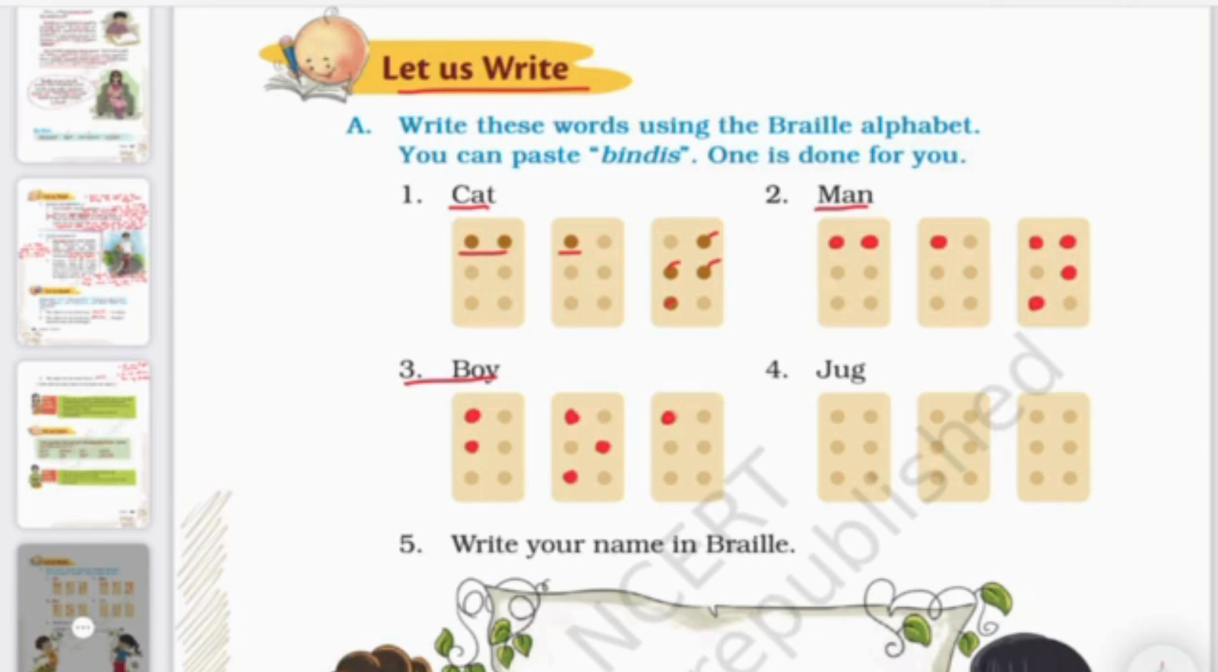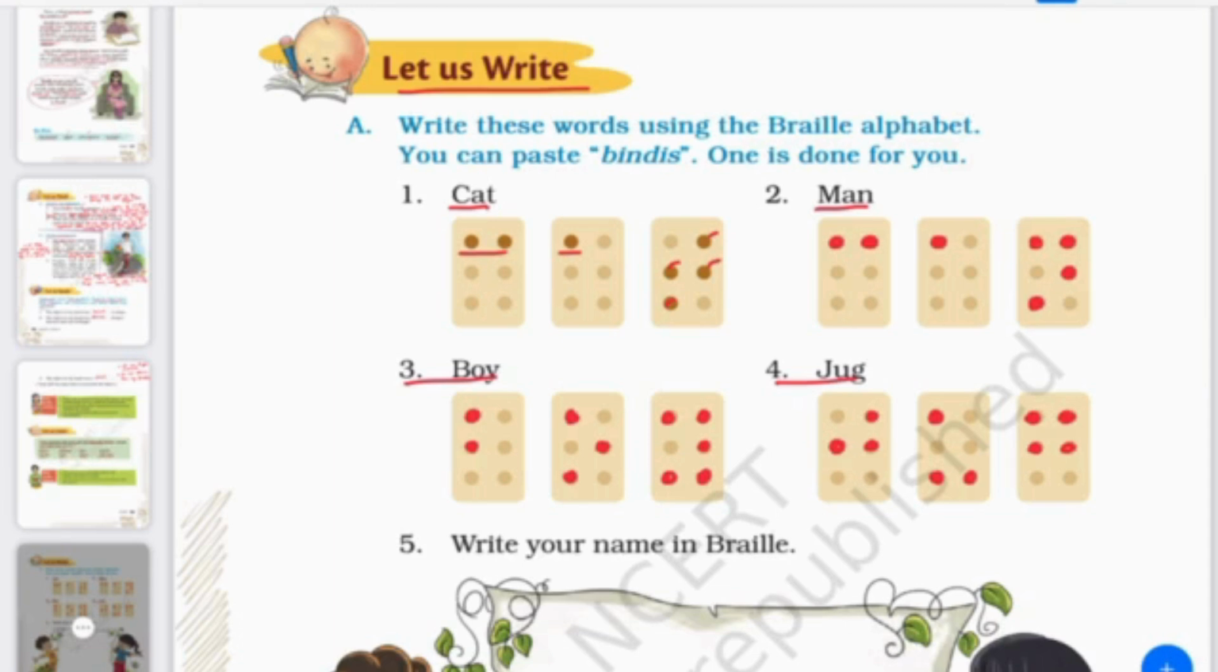1, 2, 3, 4, 5. Next, fourth one is jug. Jug J. 1 bindi here, the next one here and the next one here. 3 bindis. Next, U. 1 bindi here, 1 bindi here and the third one is here. Next, G. 4 bindis we want to paste. 1, 2, 3, 4. Like this.